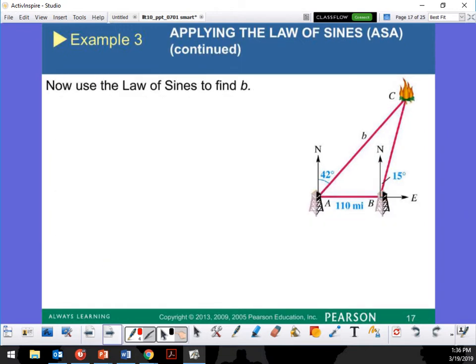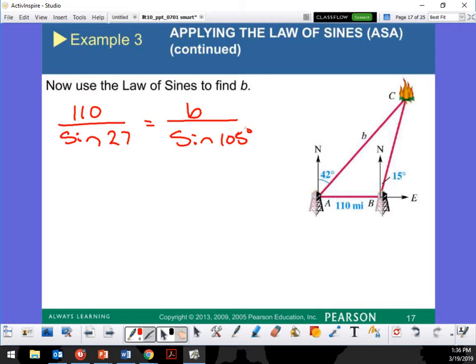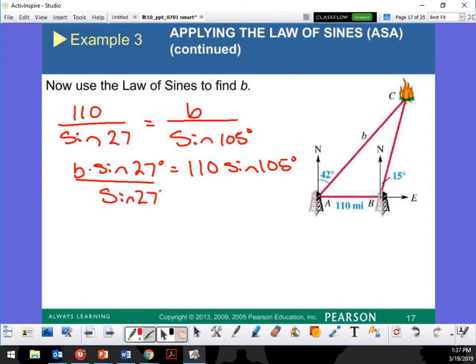Now we're going to go through and set this up. I'm going to write 110 over sine of what? Sine of 27, because big C is 27, equals little b over sine of 105 degrees. Okay, cross products again. So b times sine of 27 degrees is equal to 110 sine of 105 degrees. To get b by itself, I have to divide by sine 27. So in your handy dandy calculator.